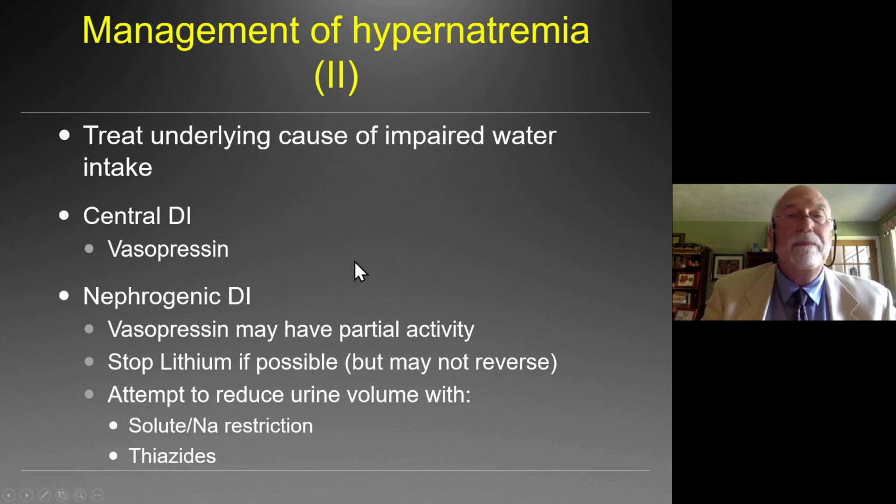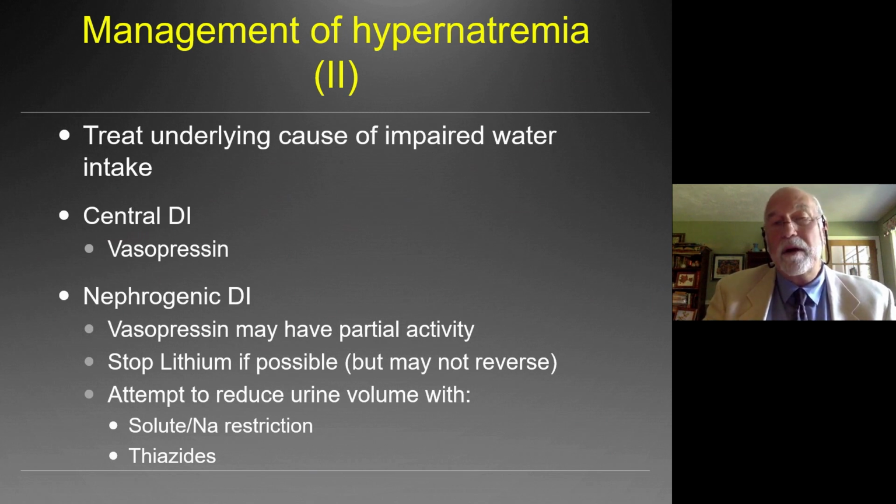So if you're treating a patient with hypernatremia, you want to try to treat the underlying cause, why they're not drinking. Figure out central versus nephrogenic DI. Central, you can give vasopressin. Nephrogenic DI is more problematic to treat. There may be some partial activity of exogenously administered vasopressin.